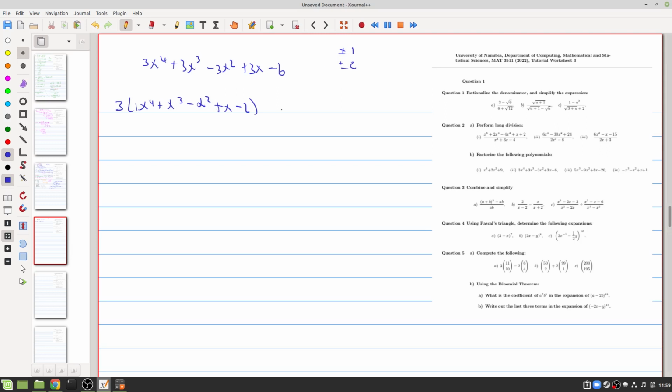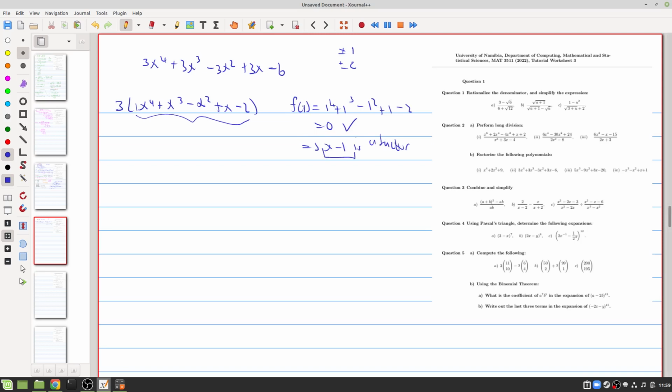Let's start with 1. So if we do f of 1, substituting 1 into here, we can look at the 3 as well, but all that's important is this part. So substitute that in. We get 1 to the power 4 plus 1 to the power 3 minus 1 squared plus 1 minus 2. So 1 plus 1 plus 1 is 3, minus 1 minus 2 is minus 3, so that's 0. Good. So that means that x minus 1 is a factor. If you remember that from our first or second tutorial that we did.